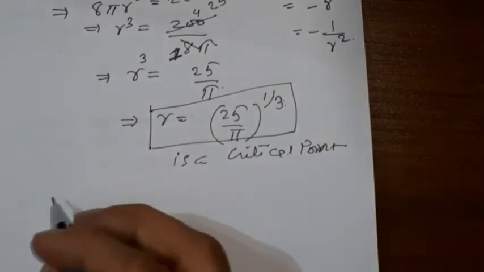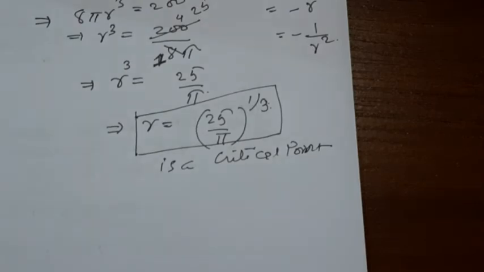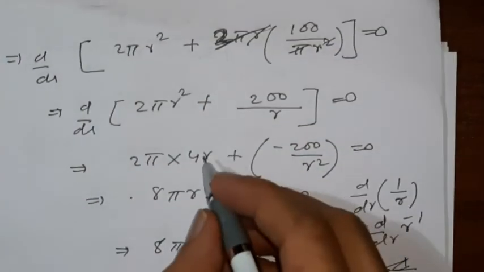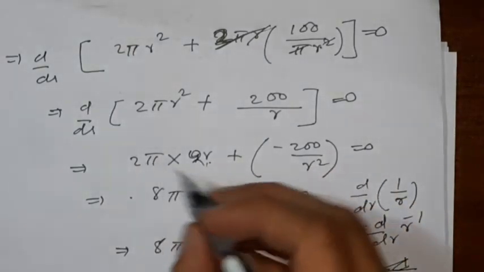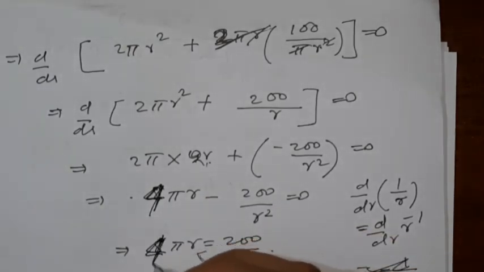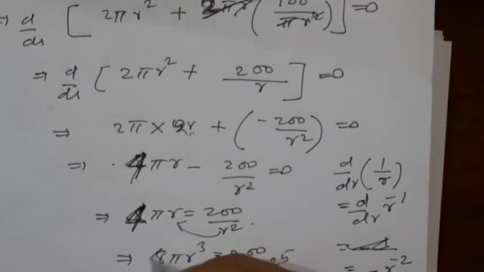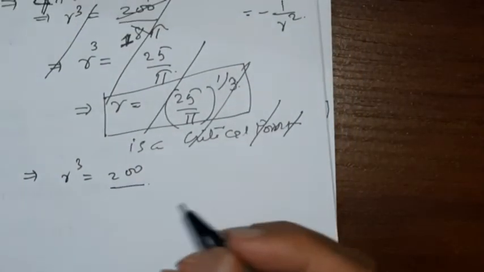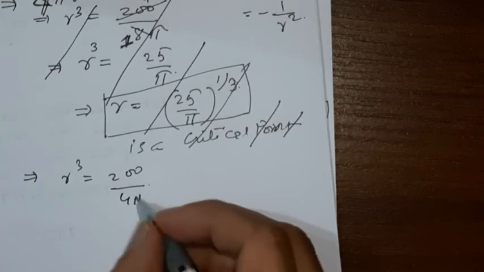Now, oh, here I have made a mistake. The derivative of r square is 2r, so 2 times 2 is 4. Then this will be 4 here, and so this will change. That means r cube is equal to 200, r cube is equal to 200 divided by 4 pi.